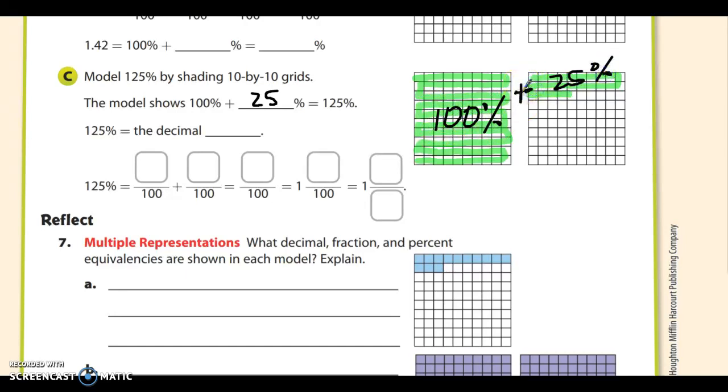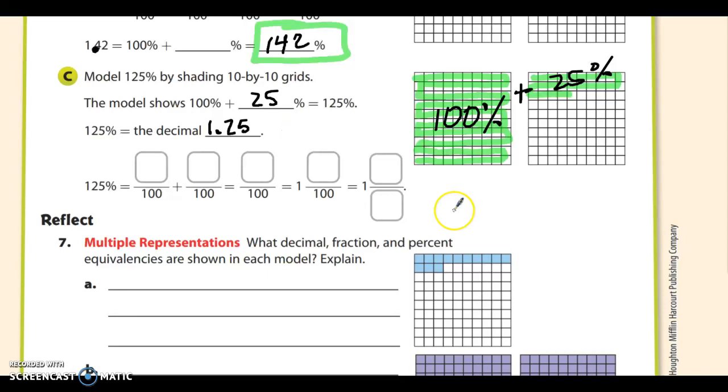And what is the decimal there? Well, think back up here. Let's compare it to this one right here. Remember this one? It was 142%, and the decimal is 1.42. So what you need to recognize is that that 1 right there is the whole number, and then the 25% is the part. So it's going to be 1 and 25 hundredths.